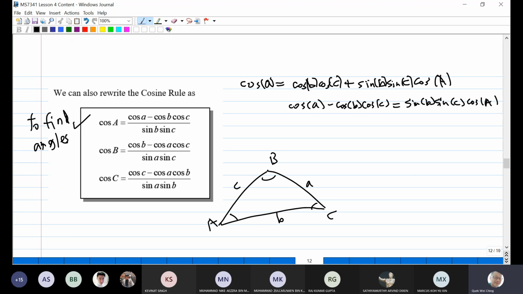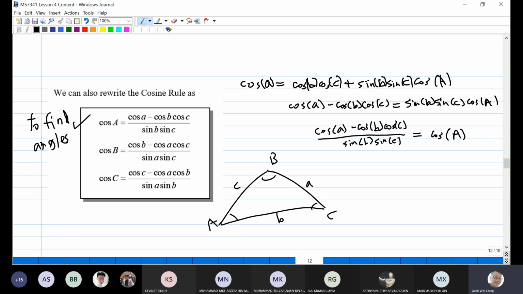Now divide everything by sine B sine C. You get cosine A equals cosine A minus cosine B cosine C, divided by sine B sine C. This will give you angle A. So by this calculation, you can find out what A is. This is how you use it to find the angle, so you can find it for angle A.